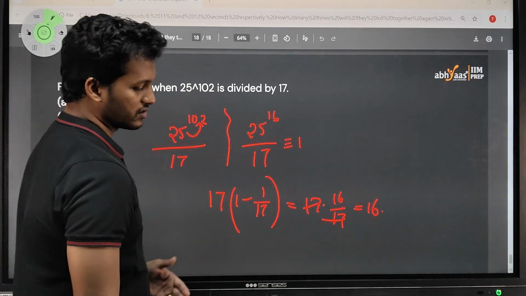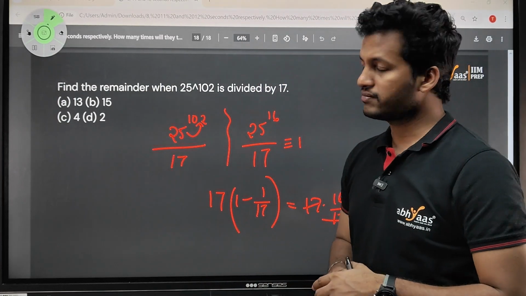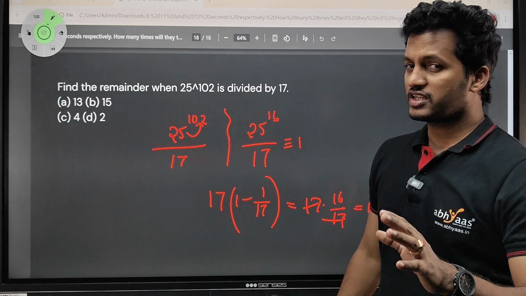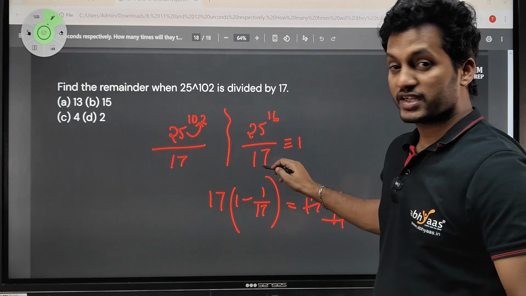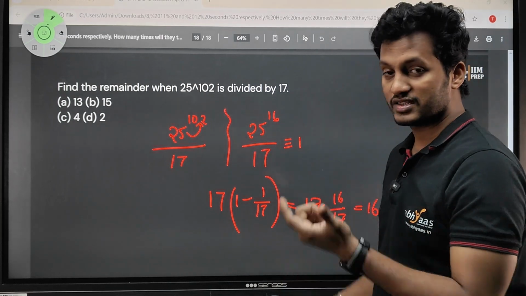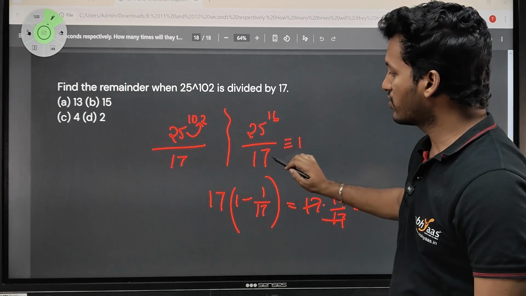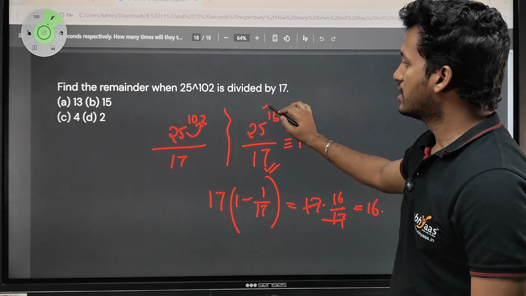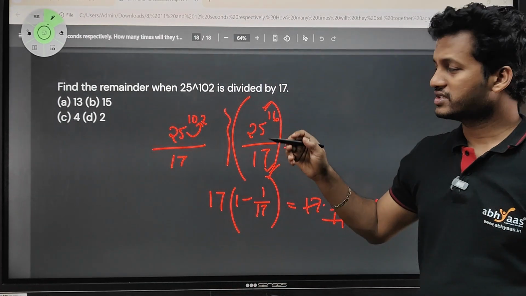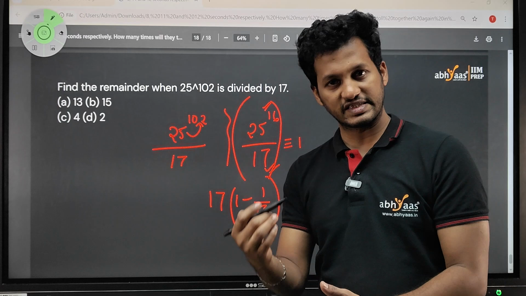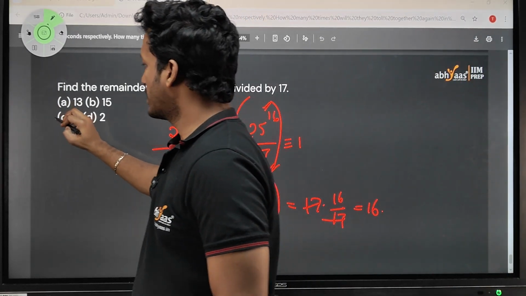Don't confuse this with your previous theorem, Fermat's little theorem. Even though they both look the same, they are different. Fermat's little theorem we can apply only when the divisor is a prime number. Here the divisor can be a composite number also. So 25 power 16 gives remainder 1 when divided by 17, because 16 is the Euler's totient. Again this problem can be easily solved by seeing how many 25 power 16s are there in 25 power 102. We express that and again we end up with the answer 4.